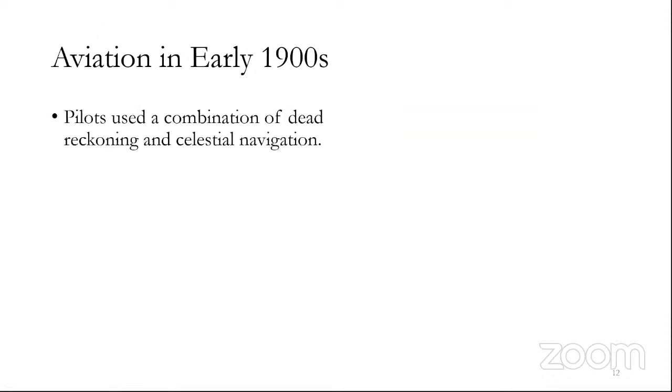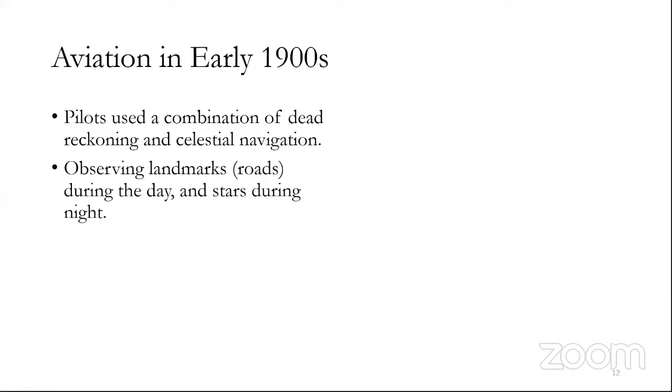So in the early 1900s, going into the 30s and 40s, aviation took off. A lot of people started traveling large distances, airplanes became bigger, airliners carried more people, and during that time, pilots used a combination of dead reckoning and celestial navigation. During the daytime, they would observe landmarks, for example roads, and they would use stars during the night.